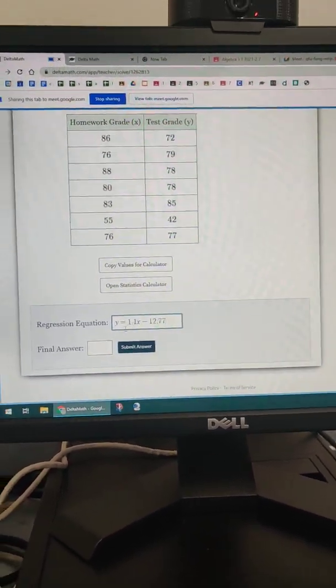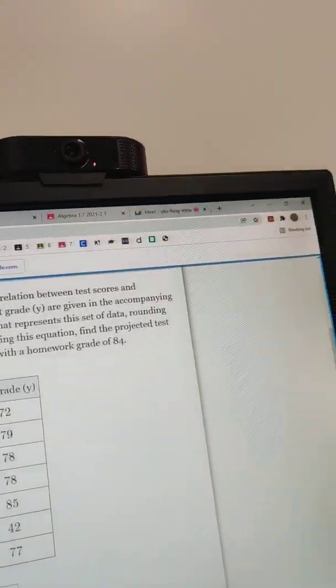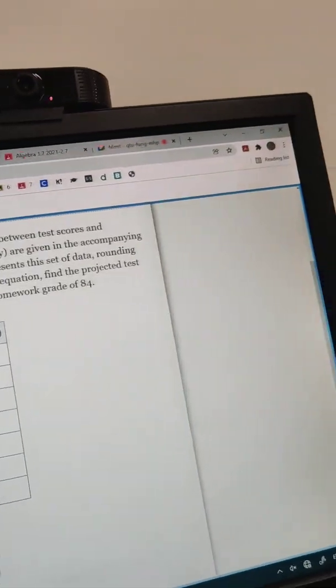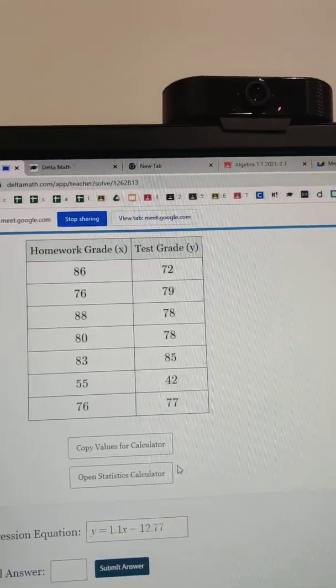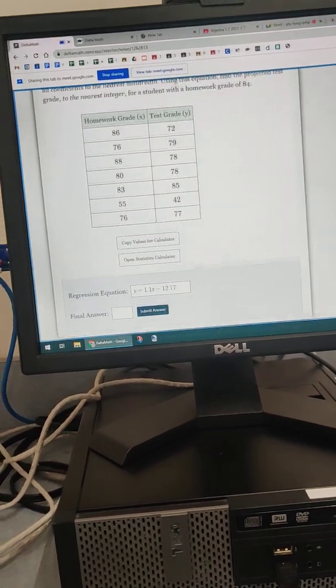Clear ink. Now the final answer part, this is where you have to read carefully. It's a little tricky. Using this equation, find the projected test grade to the nearest integer for a student with a homework grade of 84. So the homework grade is your x, all right? Your homework is an 84.